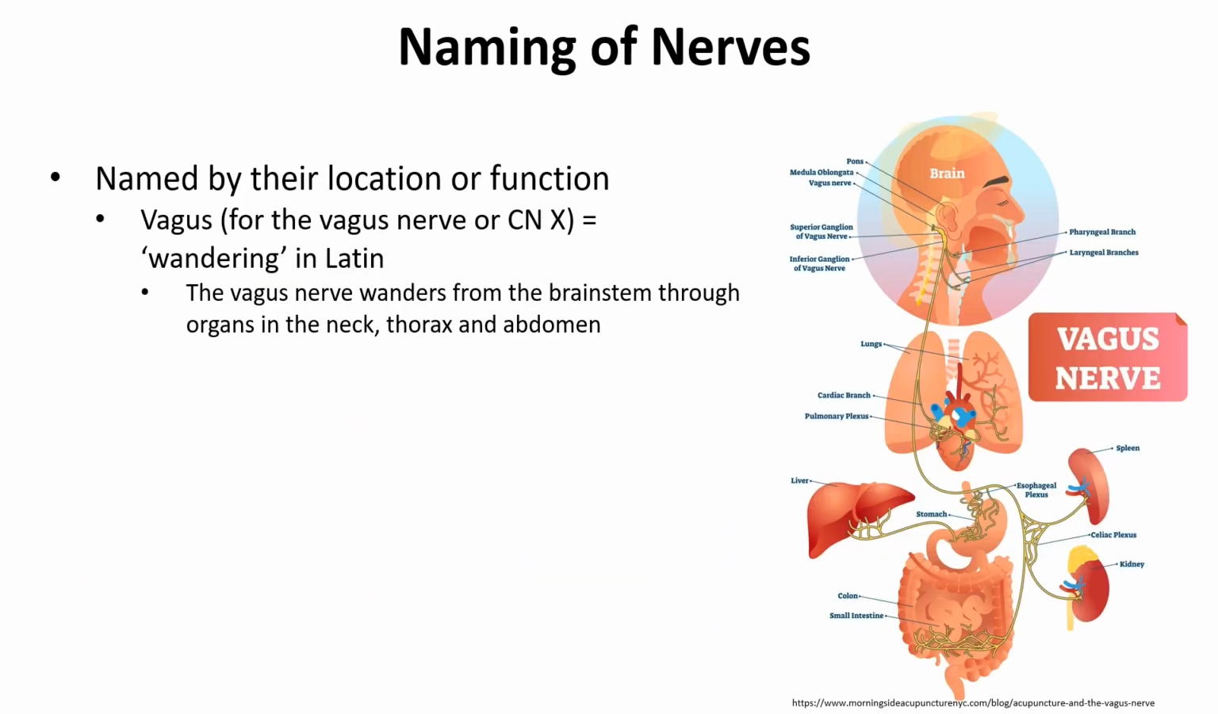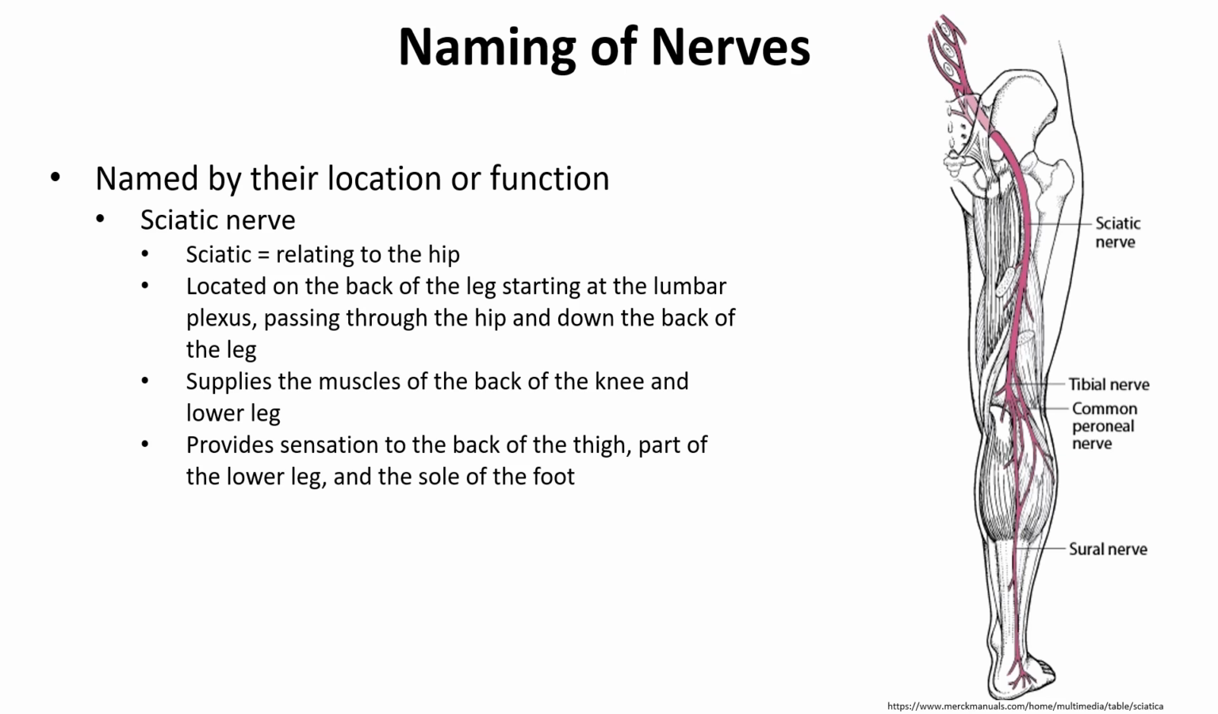The nerves are named by their location or function. For example, the vagus nerve. The Latin word vagus means wandering. The vagus nerve is the cranial nerve 10. Sciatic nerve. Sciatic means relating to the hip. The sciatic nerve is the largest nerve in the body, running from the lower back down the back of each leg.